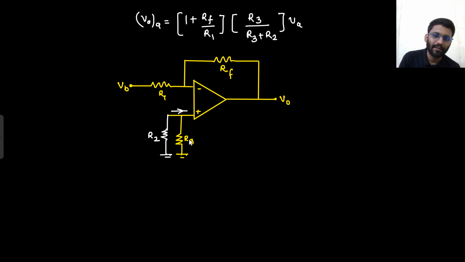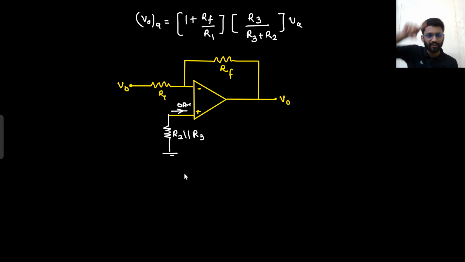What is the current here? 0 ampere. Now the same current will be flowing through the R2 and R3 parallel combination as well. This is the parallel combination of R2 and R3, so I can simply replace it with one resistance only, R2 parallel with R3. Say yes or no? What did I do? First I short circuited VA. If I short circuit VA, R2 and R3 are coming in parallel, so I replaced it with one resistance only.